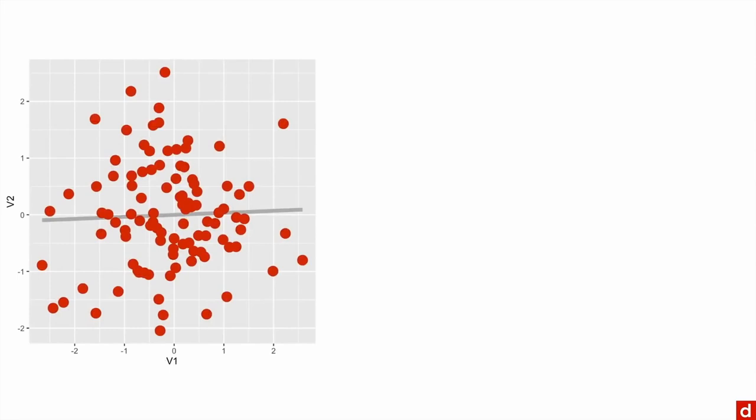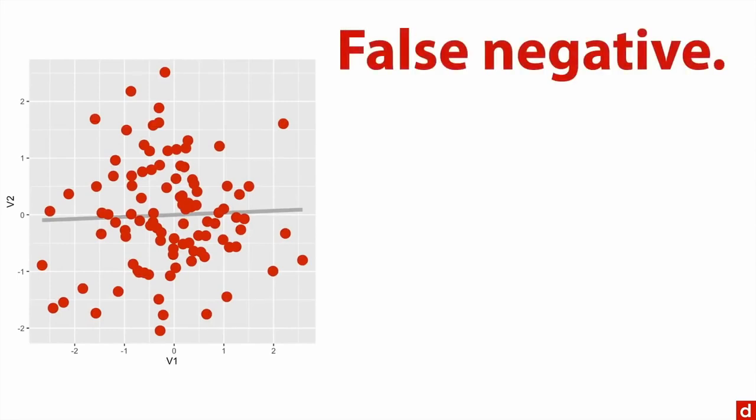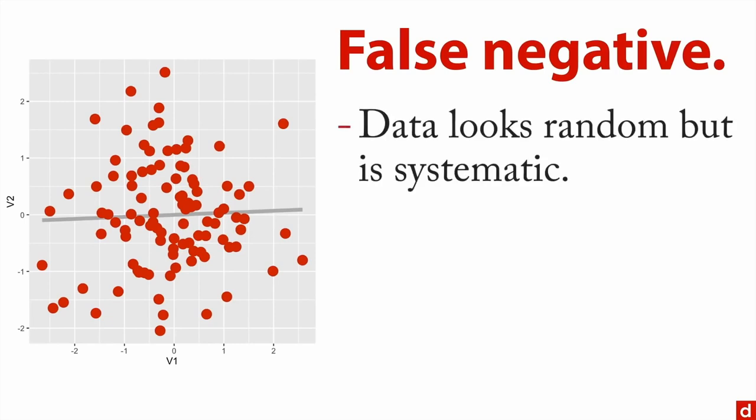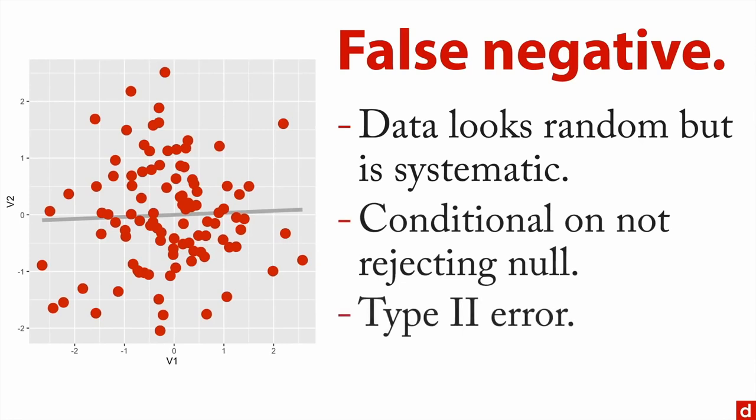Then there's a false negative. This is when the data looks random, but in fact it is systematic or there's a relationship. So for instance, this scatter plot, it looks like it's pretty much a zero relationship, but in fact this came from two variables that were correlated at 0.25. That's a pretty strong association. Again, I randomly sampled from the data until I got a set that happened to look pretty flat. And a false negative is conditional on not rejecting the null. You can only get a false negative if you get a negative, you say there's nothing there. It's also called a type 2 error. And this is a value that you have to calculate based on several elements of your testing framework. So it's something to be thoughtful of.